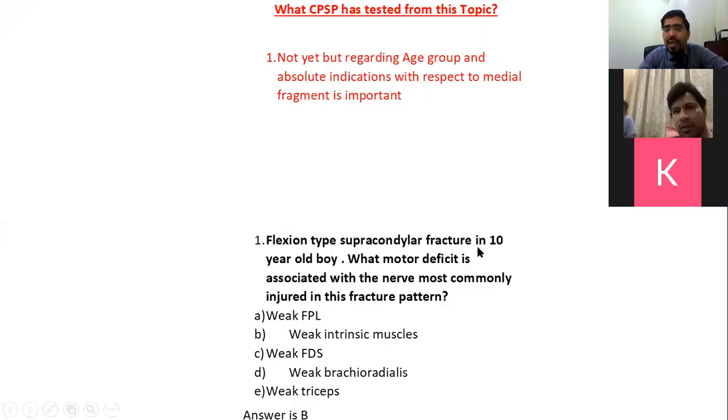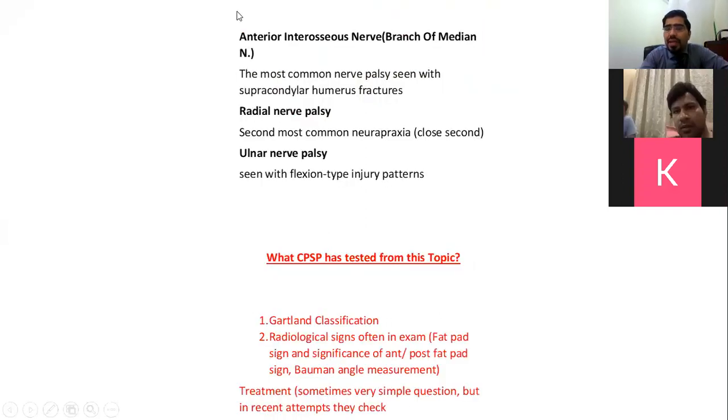Then comes the flexion type supracondylar fracture in a 10-year-old boy. What motor deficit is associated? Basically, what the examiner is asking in this question is what nerve is mostly involved in flexion type supracondylar fracture. The answer to this question was ulnar nerve, but you must know that the anterior interosseous nerve is involved most commonly with supracondylar humerus fracture, second most common radial, but with flexion type, ulnar nerve.